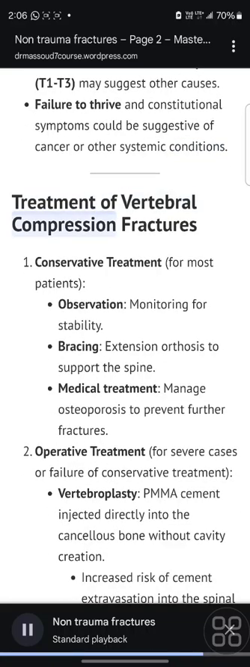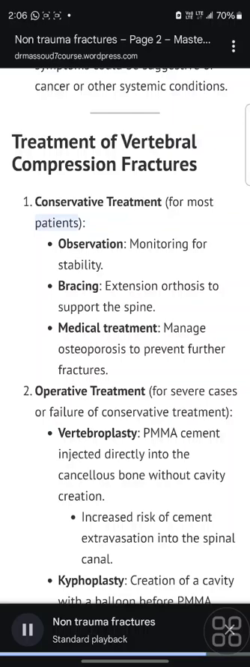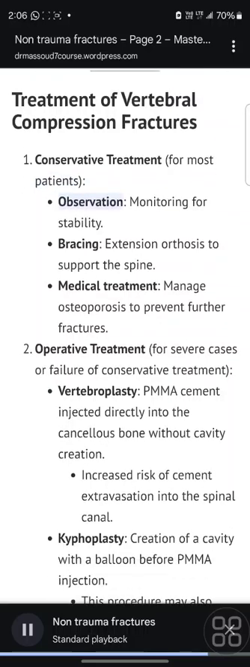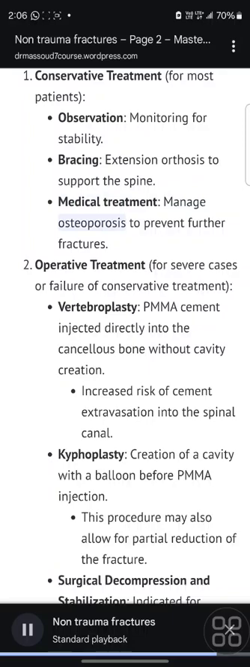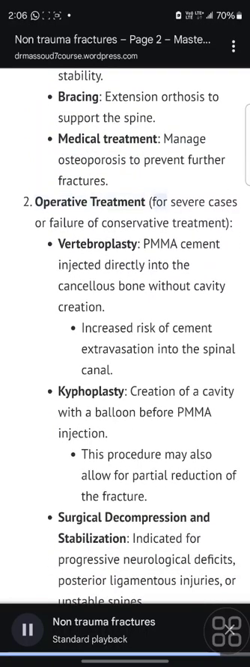Treatment of vertebral compression fractures. 1. Conservative treatment, for most patients. Observation. Monitoring for stability. Bracing. Extension orthosis to support the spine. Medical treatment. Manage osteoporosis to prevent further fractures. 2. Operative treatment, for severe cases or failure of conservative treatment.